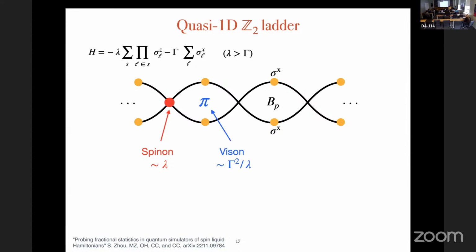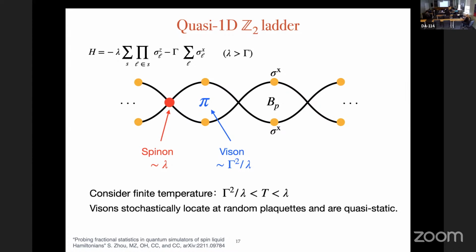And then we also have vison. It's basically the violation of the plaquette term. You can think of it as a pi flux threading the plaquette, and its energy scales as gamma squared over lambda. Furthermore, we consider the finite temperature region where the temperature sits right in between the vison gap and spinon gap. In that situation, the energy formation of vison is much lower than the temperature, so we can think of visons as stochastically located at random plaquettes.